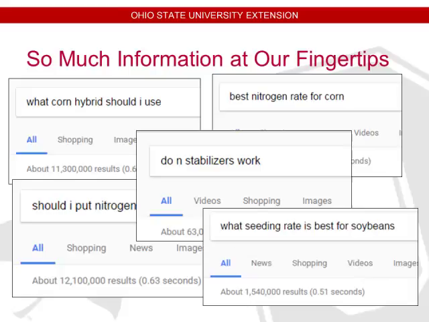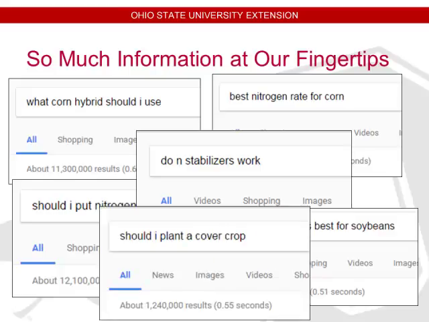Best seeding rate for soybeans. This one's not quite as popular, it looks like. It's only 1.5 million in half a second. And maybe, should I plant a cover crop? That's a good question for this conference. There are, again, over 1 million results in half a second.